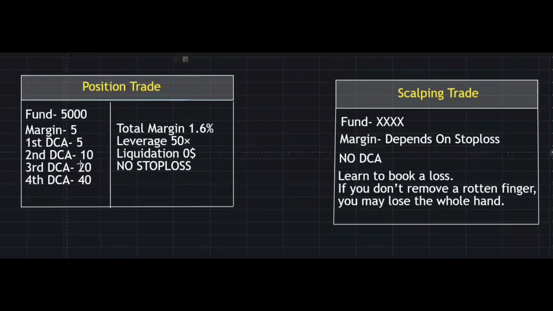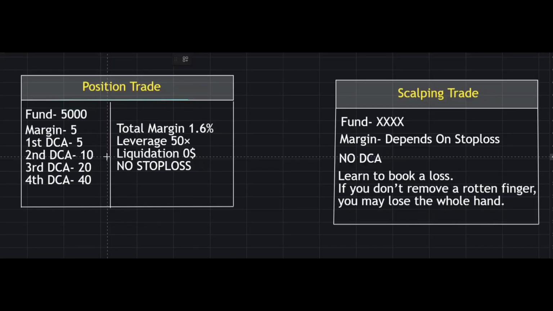So first of all, here you can see the position trade details. For example, you have $5,000. Your entry margin will be $5, let's say. So you take the $5 margin, and whenever you DCA, you will also DCA with $5. So this will be your first DCA. Let's say after even the first DCA the price is dumping, you will do one more DCA with $10.